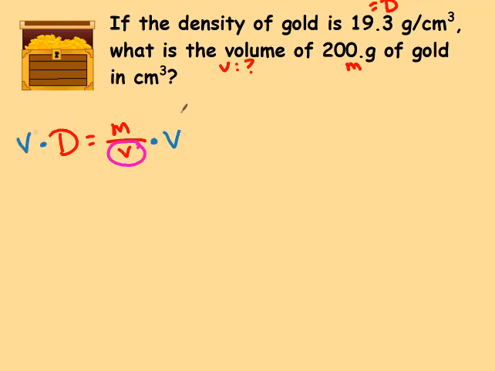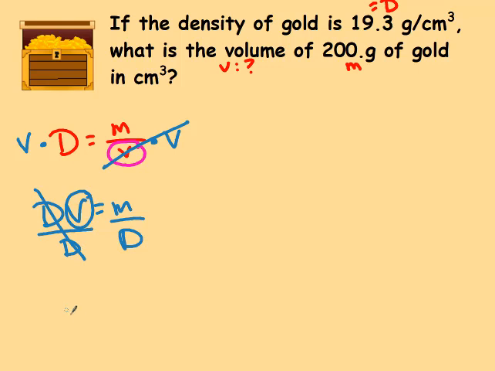So I'm going to multiply both sides by V. So then I get dV equals M. I'm still looking for V. I need to get rid of D then, so divide by density. So finally, volume is equal to mass over density. Now I'm going to plug in my mass over my density.